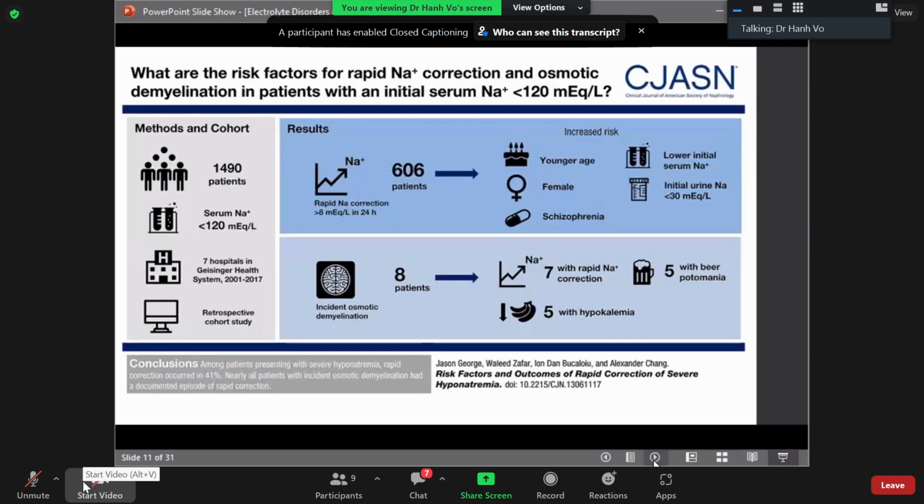So this is research showing that among the patients presenting with severe hyponatremia, rapid correction occurred in 41% of all the patients. Osmotic demyelination syndrome is not common, but there are groups with higher risk, like alcoholics, who are a particularly vulnerable group.